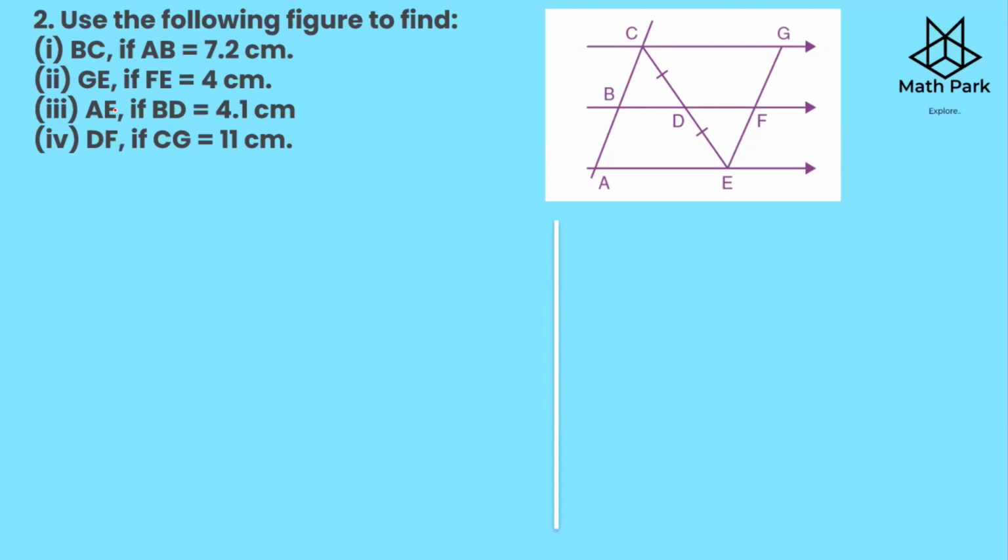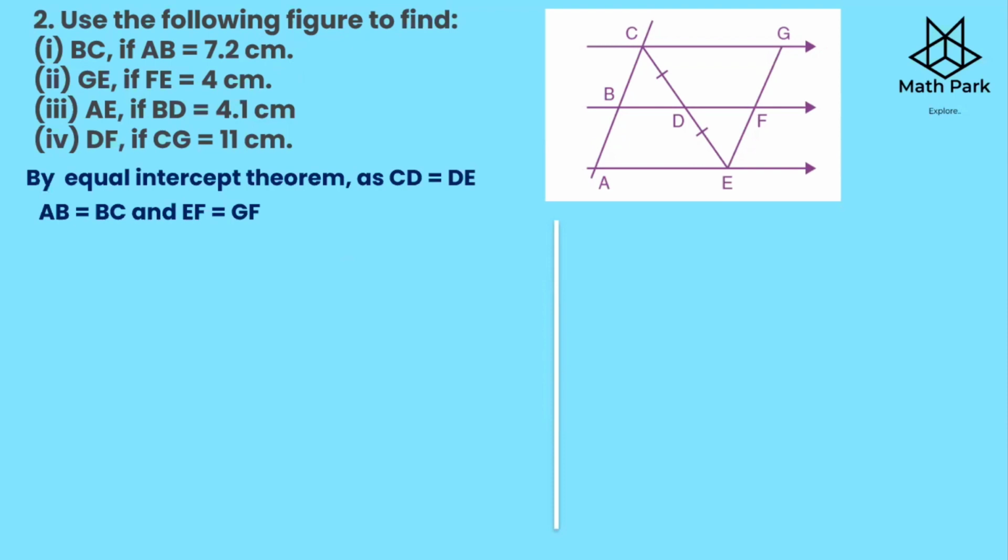Start with the question. Use the following figure to find BC if AB is equal to 7.2 centimeter. So we start with the first one. You are given the three lines parallel and you are given CD is equal to DE. So if the intercepts made by one transversal are equal, the intercepts made by the others are equal. So by equal intercept theorem, as CD is equal to DE, you have AB is equal to BC and EF is equal to GF.